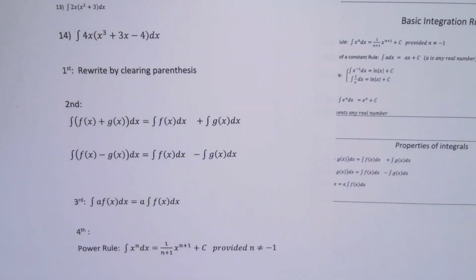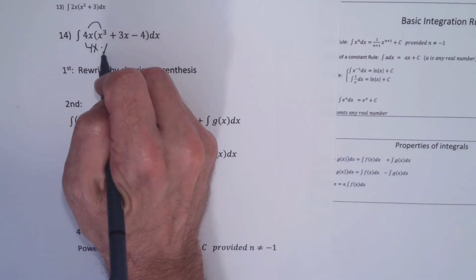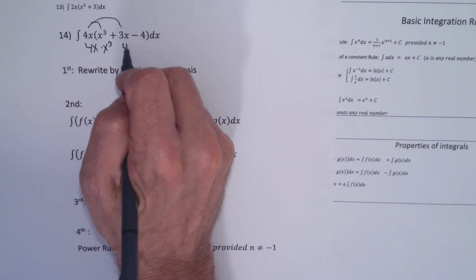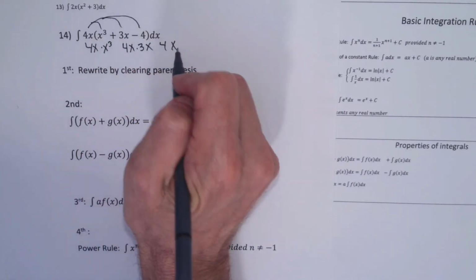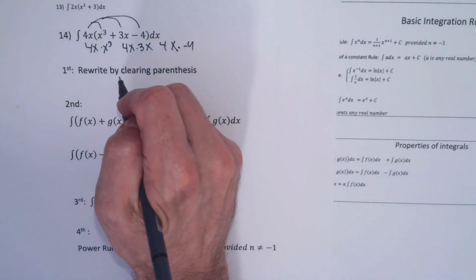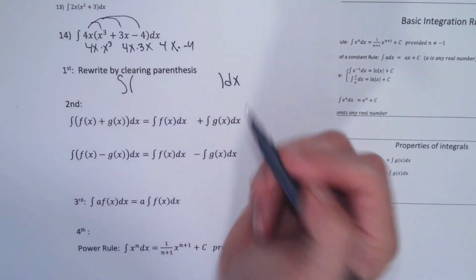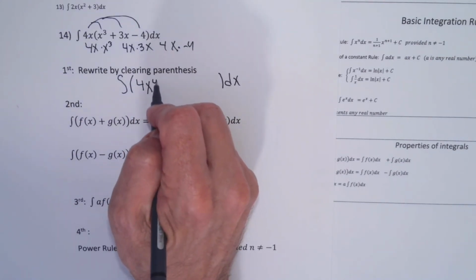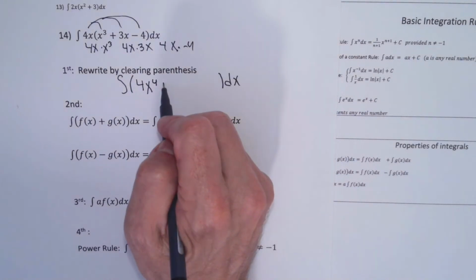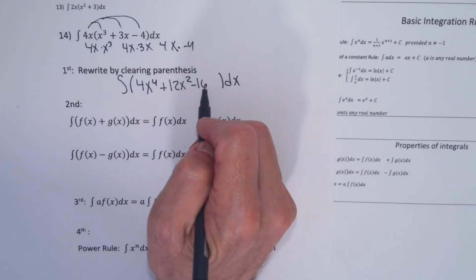I can't integrate when there's multiplication, just like that example I did in part 1. So let me get rid of the multiplication by going 4x times x cubed, and then 4x times 3x, and then 4x times minus 4. So rewriting it by clearing the parentheses, I usually put the whole polynomial in parentheses, but it's hardly that big of a deal. First multiplication would be 4x to the 4th. Second multiplication is going to be 12x squared. Last multiplication is going to be minus 16x.